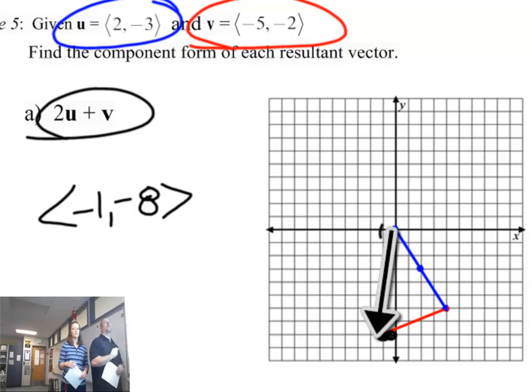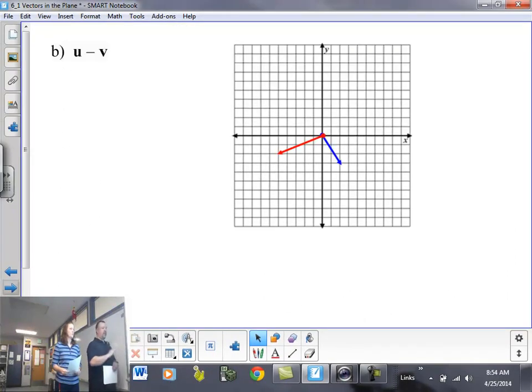So there's our result, that is vector 2u plus v. Yes. So if our trash can was at -1, -8, we would have made the shot. All right, let's try the other example.